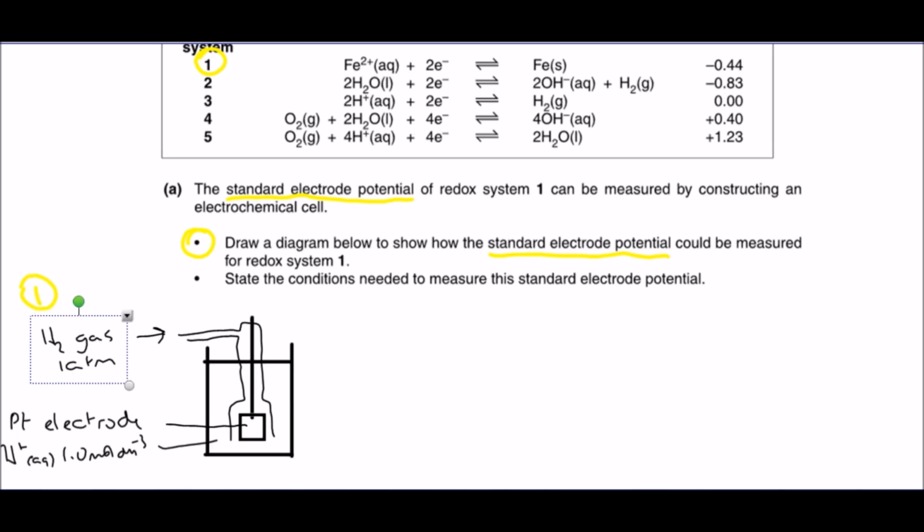Next, it's talking about comparing to redox system 1. So if we look at redox system 1, we've got iron 2 plus ions in the solution, and we've got an iron electrode. So we can use a solid bar of iron as that electrode on this side. So I'm going to draw that half cell using solid iron as the electrode, and then we're going to label it.